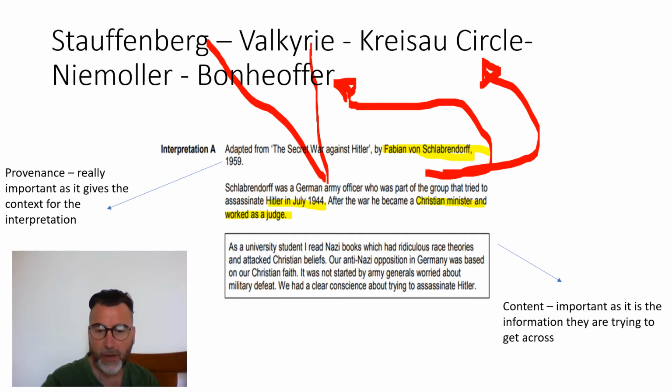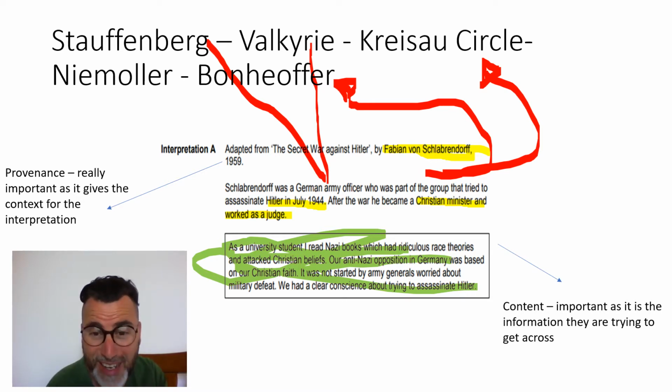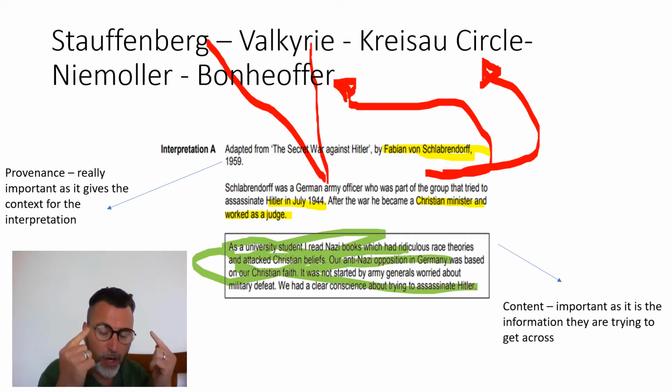It says the following. As a university student, here's the content bit here, look. "As a university student, I read Nazi books which had ridiculous race theories and attacked Christian beliefs. Our anti-Nazi opposition in Germany was based on Christian faith. It was not started by army generals worried about military defeat. We had a clear conscience about trying to assassinate Hitler." Look, we were trying to kill Hitler because of our beliefs. We believed in God and the right thing to do. And the right thing to do is not this stupid race theory that the Nazis have been peddling.